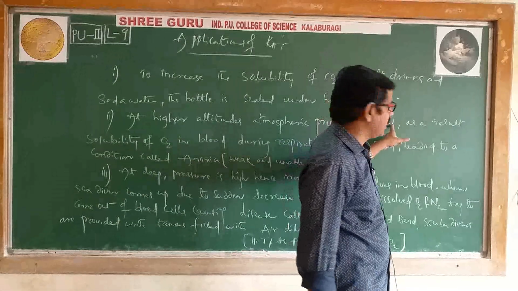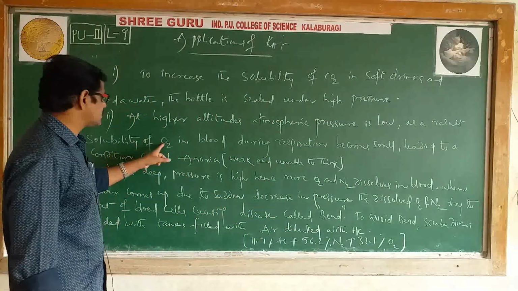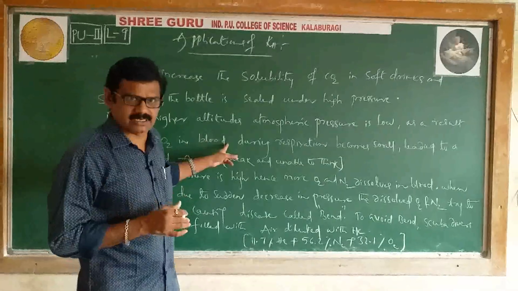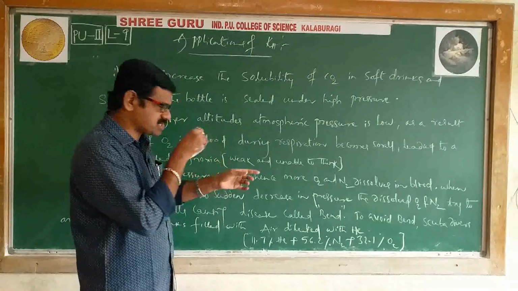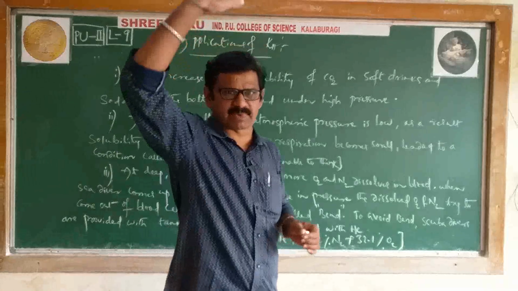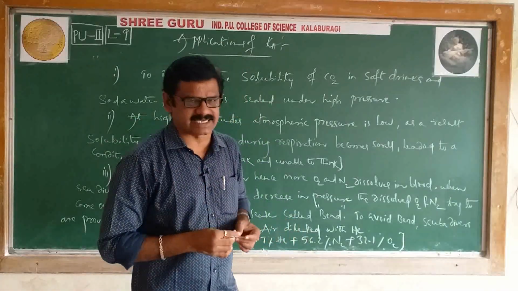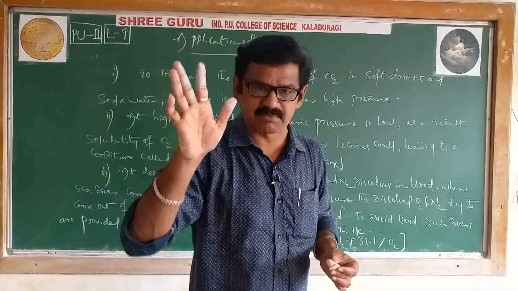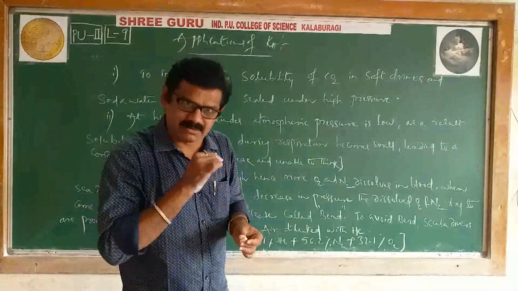Second point, if you see, at higher altitudes, at mountains, etc., atmospheric pressure will be less. Because of less atmospheric pressure, what happens? The solubility of oxygen, because in our respiration, oxygen dissolution in the blood becomes less. Why? At higher altitudes, atmospheric pressure is less. Less pressure, less dissolution of oxygen is taking place. I'll repeat. At higher altitudes, because of less atmospheric pressure, less oxygen is dissolved in our blood.